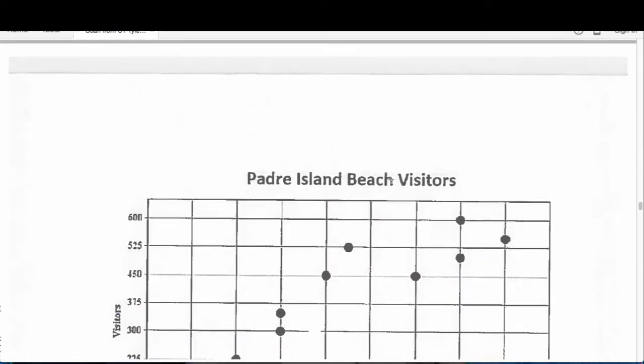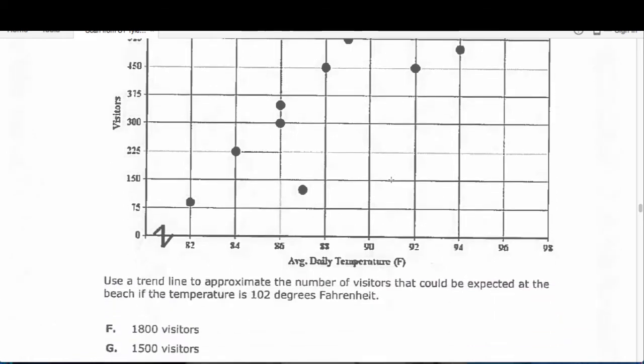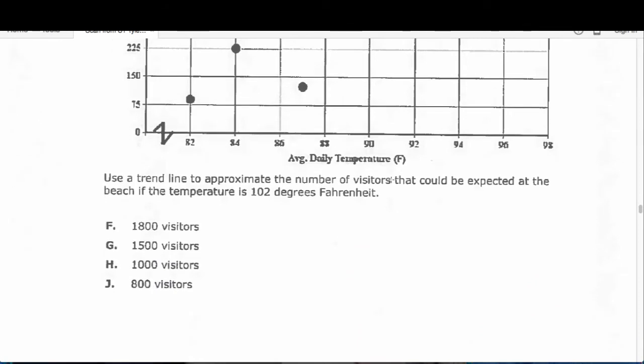Question 30. The Padre Island Visitors Bureau collected data comparing the average daily temperature on the island and the number of visitors on the beach. If you need the graph read to you, please raise your hand. Use a trend line to approximate the number of visitors that could be expected at the beach if the temperature is 102 degrees Fahrenheit.